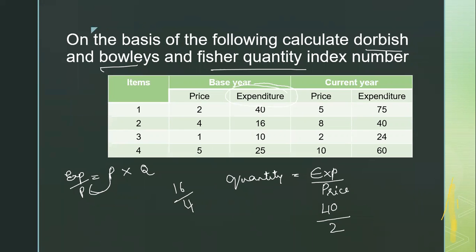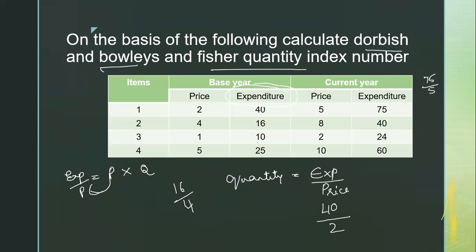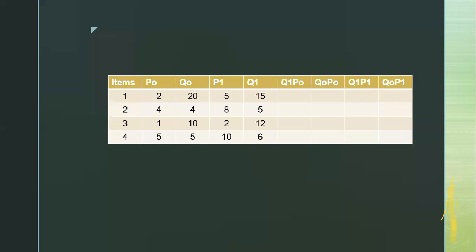Similarly, for the current year, the expenditure is given, first you have to divide. 75 divided by 5 means 15. Okay, what is the answer? 15. Second one, 40 divided by 8, 5. Good. Third one, 24 divided by 2. Yes, 12. And last one, 60 divided by 10. It is 6. 10 sixes are 60. So the answer is 6. Okay, I've already written the values here.